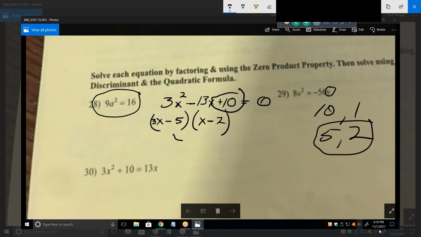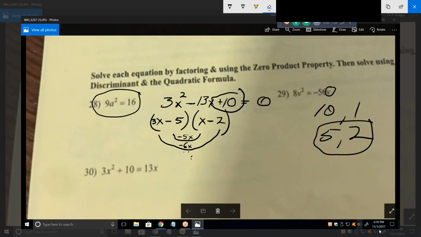Let's go through it. I'm just going to keep repeating myself until you remember it. The way you figure out how to produce the middle term is you do the O and the I of FOIL. The O is the outside, that's minus 6x. The I is the inside, that's minus 5x. Combine them, you get minus 11x. So that doesn't work.